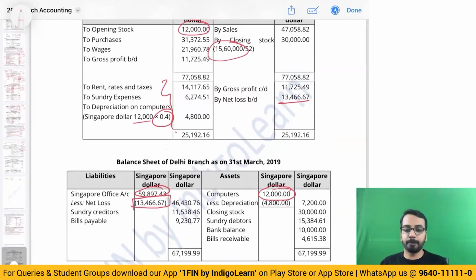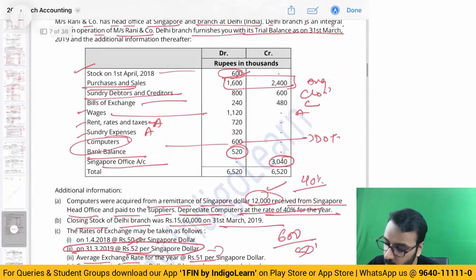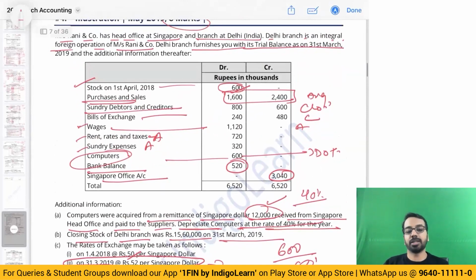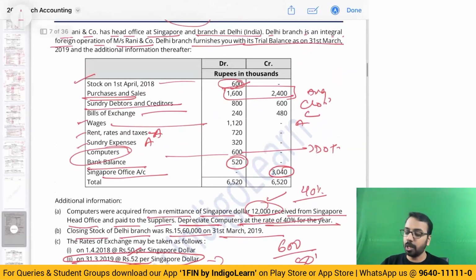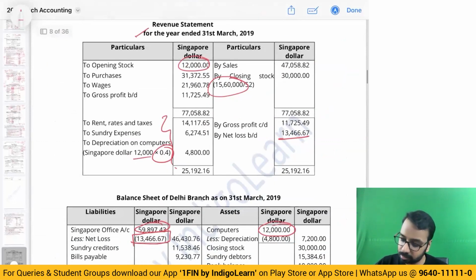Okay. Now here, one more thing we should actually be doing is to convert this into dollars and see if there are any exchange differences. They have not done that in this question, but you should do that in the examination. First, convert this trial balance using the Singapore rate and then go ahead and prepare the P&L and the balance sheet of the branch. Are we clear?